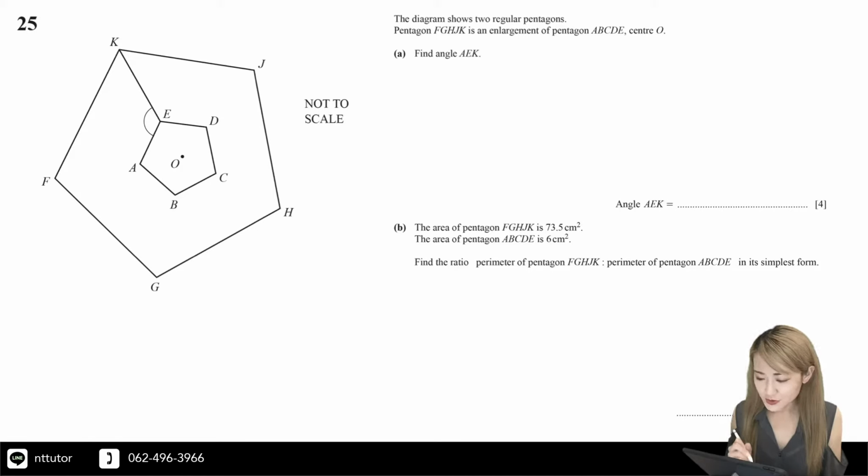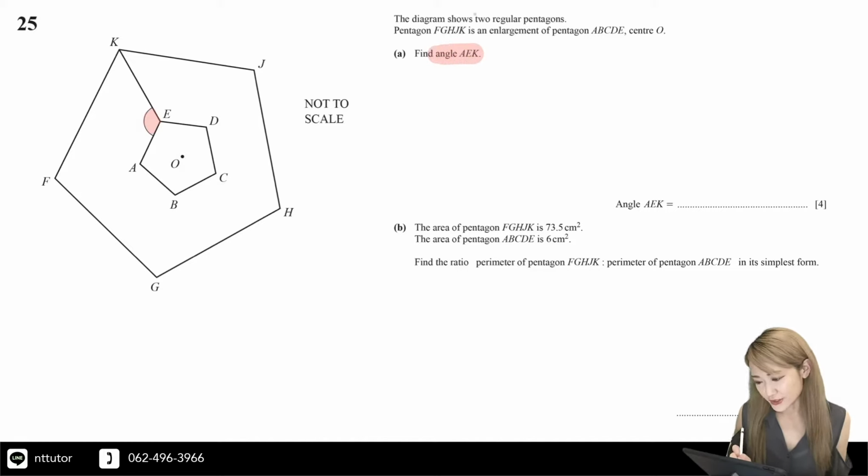The diagram shows two regular pentagons. Pentagon FGHJK is an enlargement of pentagon ABCDE, center O. A. Find angle AEK.